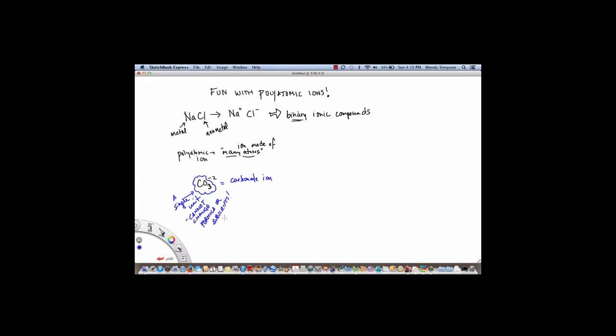How are you going to learn these? Well, you're just going to have to memorize them, and you already should have a list that is pasted into your lab notebook. And in class, I'm giving you tricks to help you learn some of those names and some of their charges.